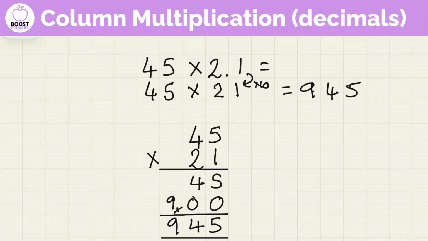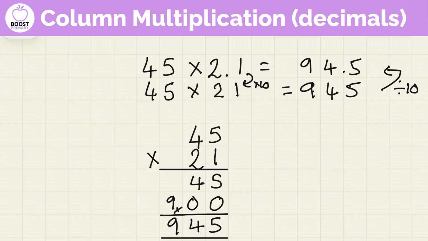Because I made 2.1 10 times bigger to make it into 21, I now need to make my answer 10 times smaller. 945 divided by 10 is 94.5. So the answer to 45 times by 2.1 is 94.5.